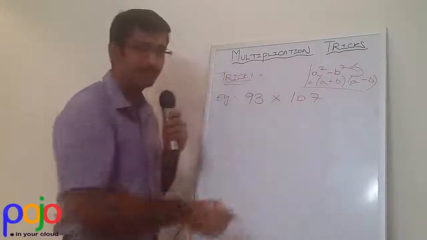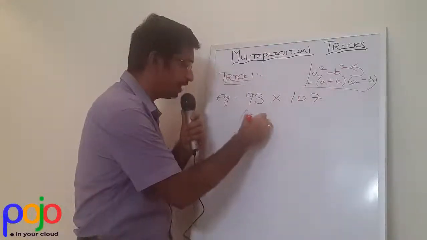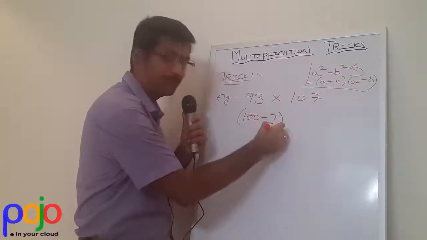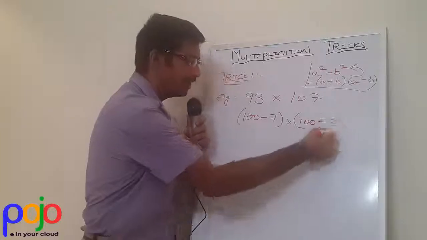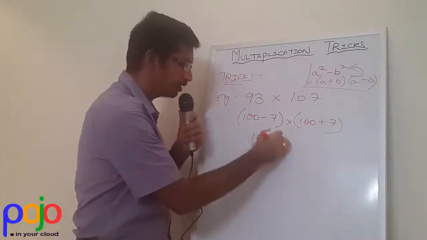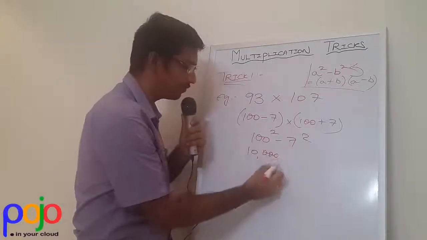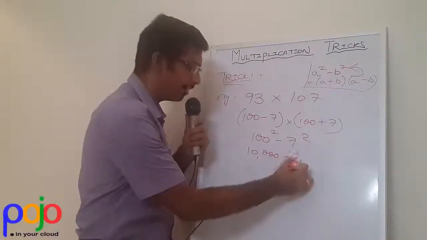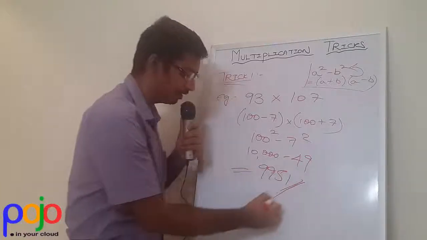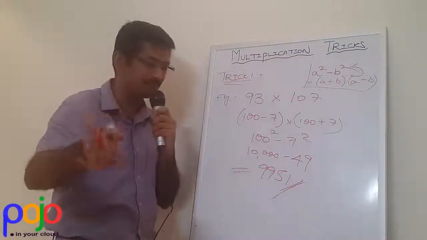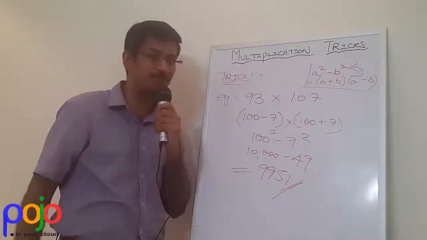Just apply this. Alright. So 93 can be rewritten as 100 minus 7. Correct? And 107 is 100 plus 7. And that's it. You get 100 square minus 7 square. 100 square, blindly just write 4 zeros, that is 10,000 minus 49, and your answer is 9951. Not even 10 seconds, right? You get your answer right away with this method. Still you don't trust me?